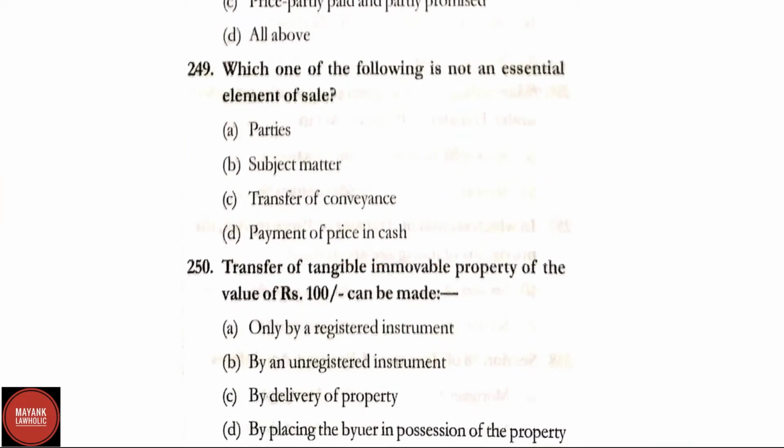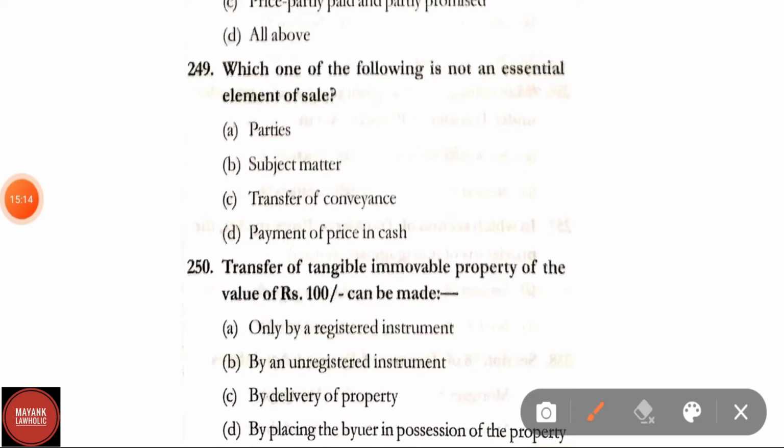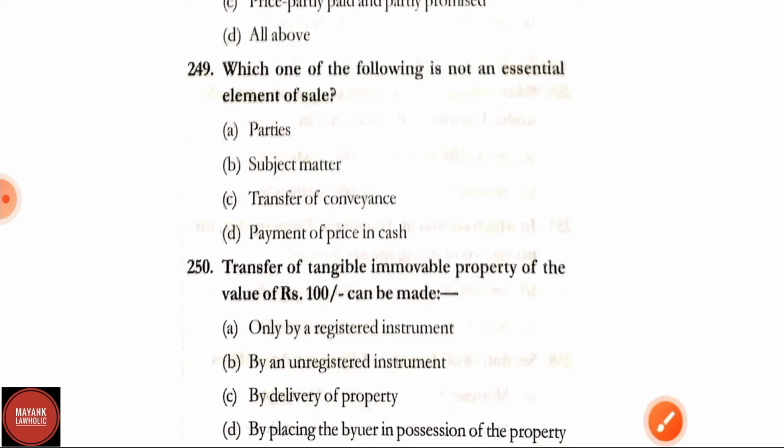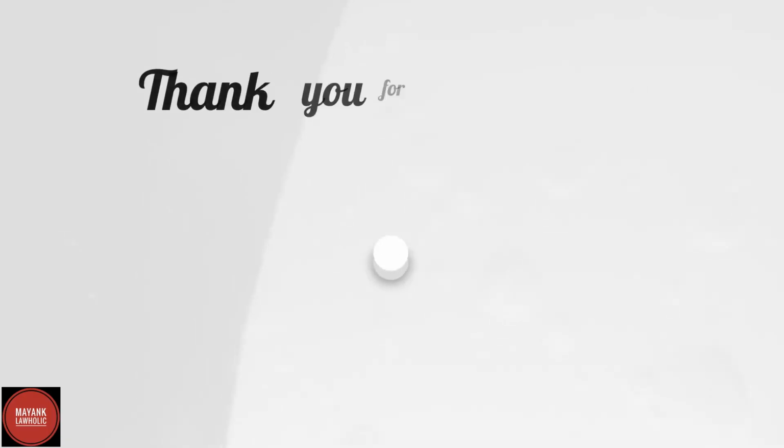Question number 250. Transfer of tangible immovable property of the value of rupees 100 can be made only by a registered instrument, by an unregistered instrument, by delivery of property, by placing the buyer in the possession of the property. Here option D is the right answer, that is by placing the buyer in the possession of the property.